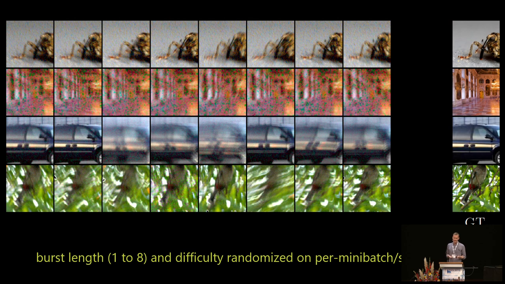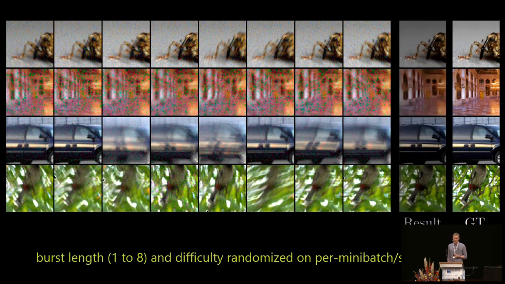And we randomize the length and difficulty of the bursts on a per sample basis, so that the network learns to robustly take advantage of whatever cues happen to be present in a given burst. And these are the results the network gets out of these particular validation set bursts.